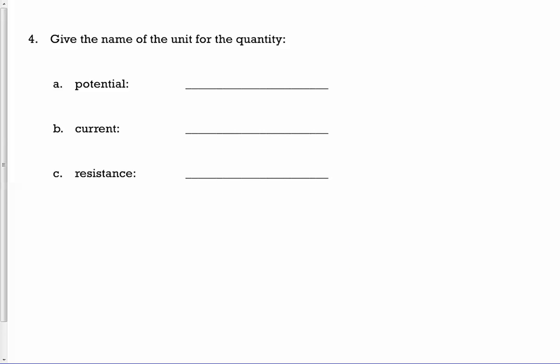Number 4 was about units. So potential is in volts. It's always measured in volts, V. Current is measured in amperes, A. And resistance is measured in ohms, the omega symbol.